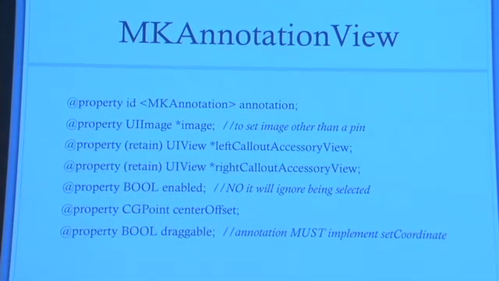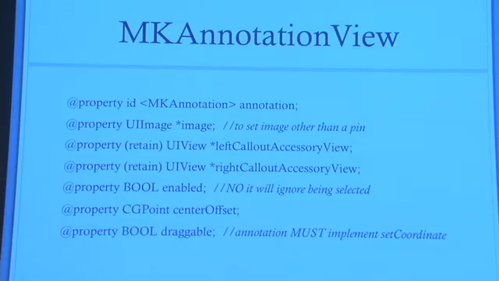Okay, so the properties of the MKAnnotationView. It's got an image, and this image is not to be confused with the image in the left or the right callout accessory view. This image is, if you wanted to have it look like something other than a pin, you would set that image to be whatever you wanted it to be. And then it's got the leftCalloutAccessoryView, the rightCalloutAccessoryView properties, and then this property BOOL enabled. If you set it to NO, then when you click on it, nothing's going to happen.